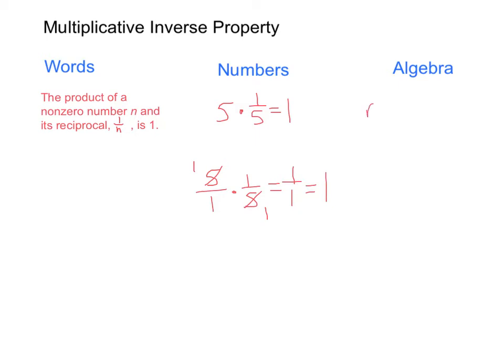Algebraically, it would look the same if I had n times 1 over n, because that would be the reciprocal of just n. It would equal 1 over n times n, which equals 1. So n cannot equal 0. Okay, don't let that get you really confused, because remember that inverse operations undo each other. So multiplication will undo division, and division will undo multiplication. Don't forget that.